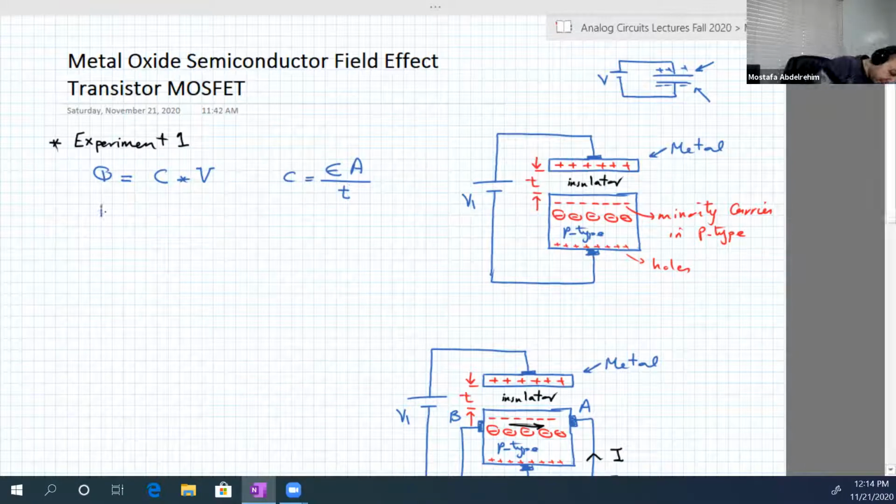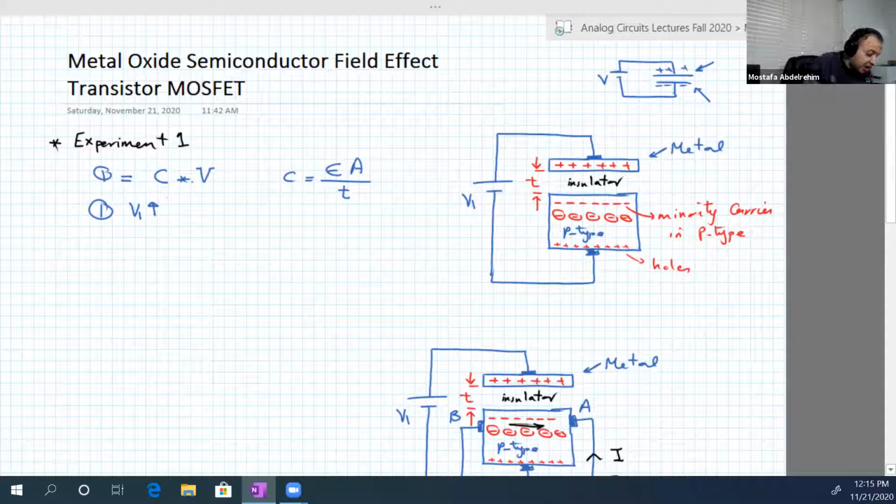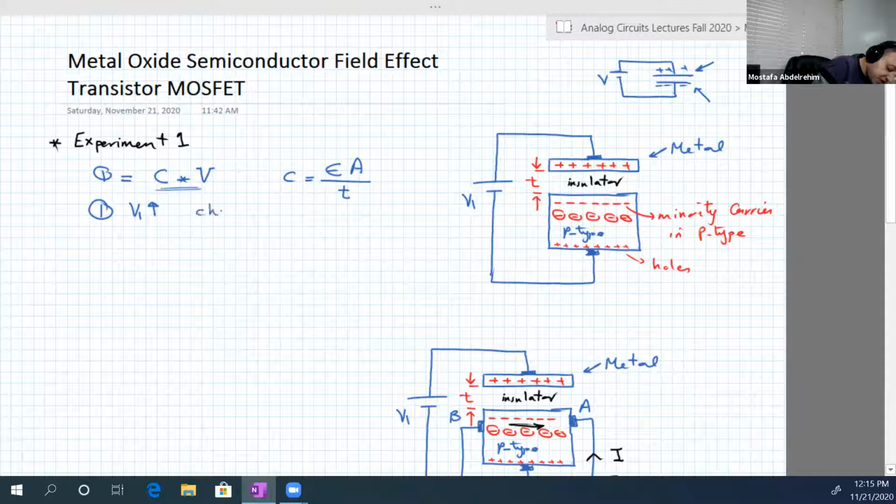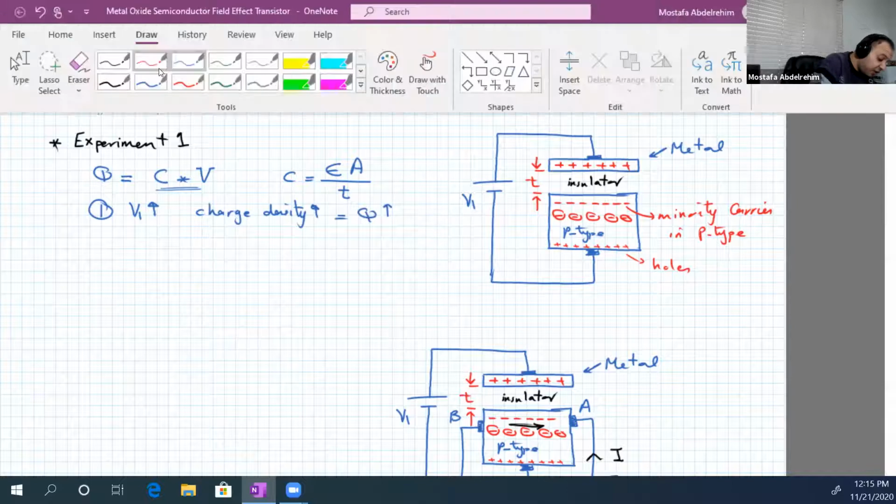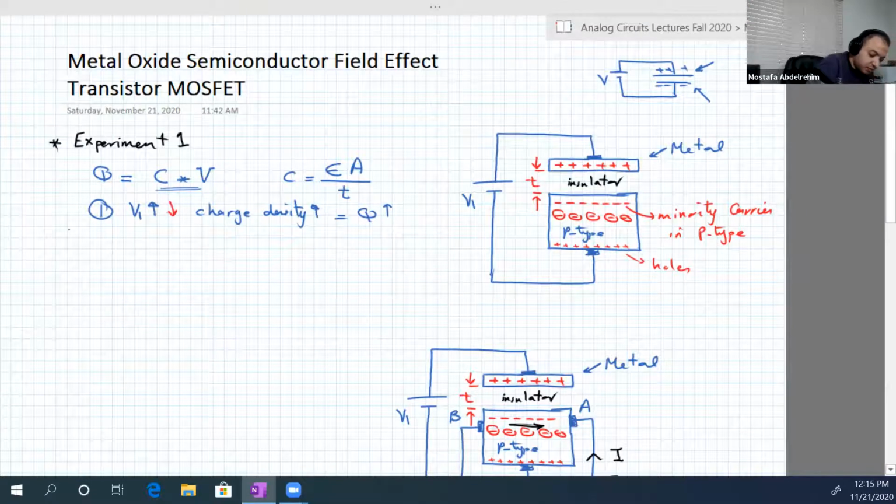Number one, we can increase V1 or decrease it. If we increase it, based on that equation, the charge density will increase as well, or we can say Q will increase. And vice versa. If we decrease V1, the charge density will decrease.